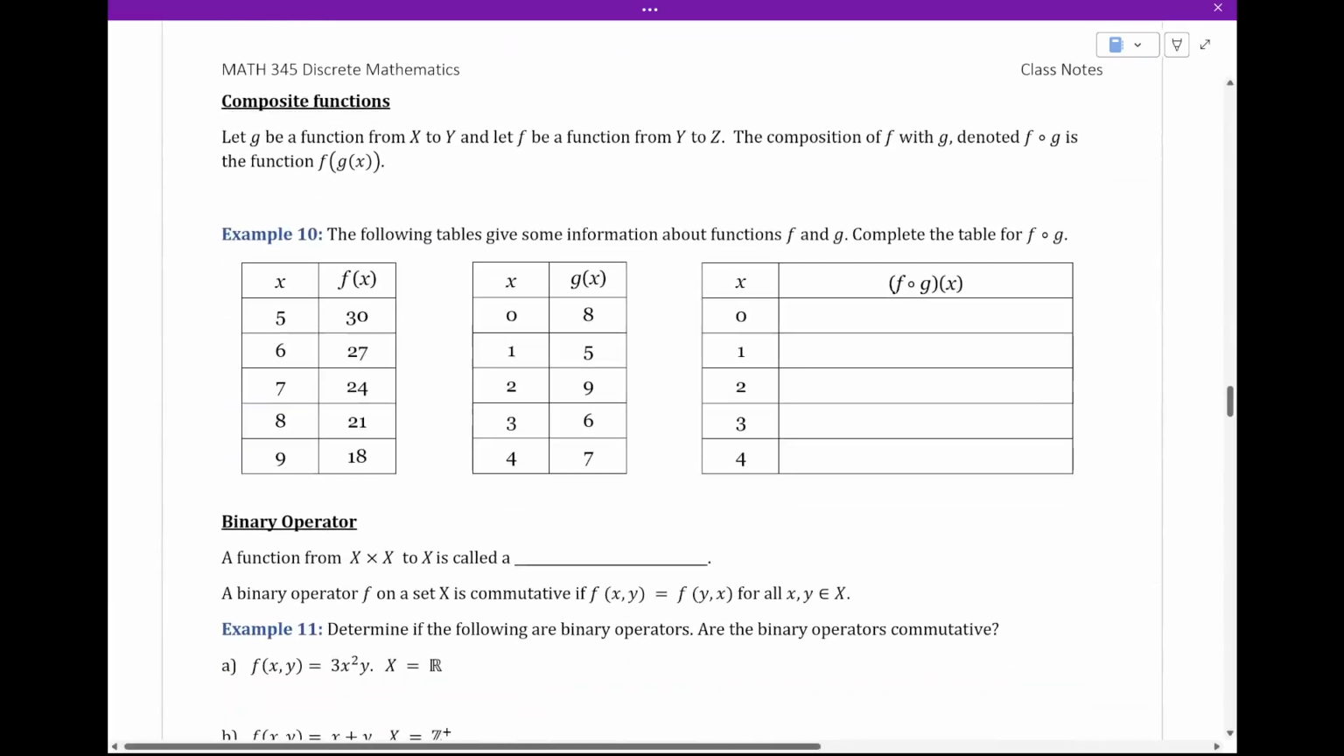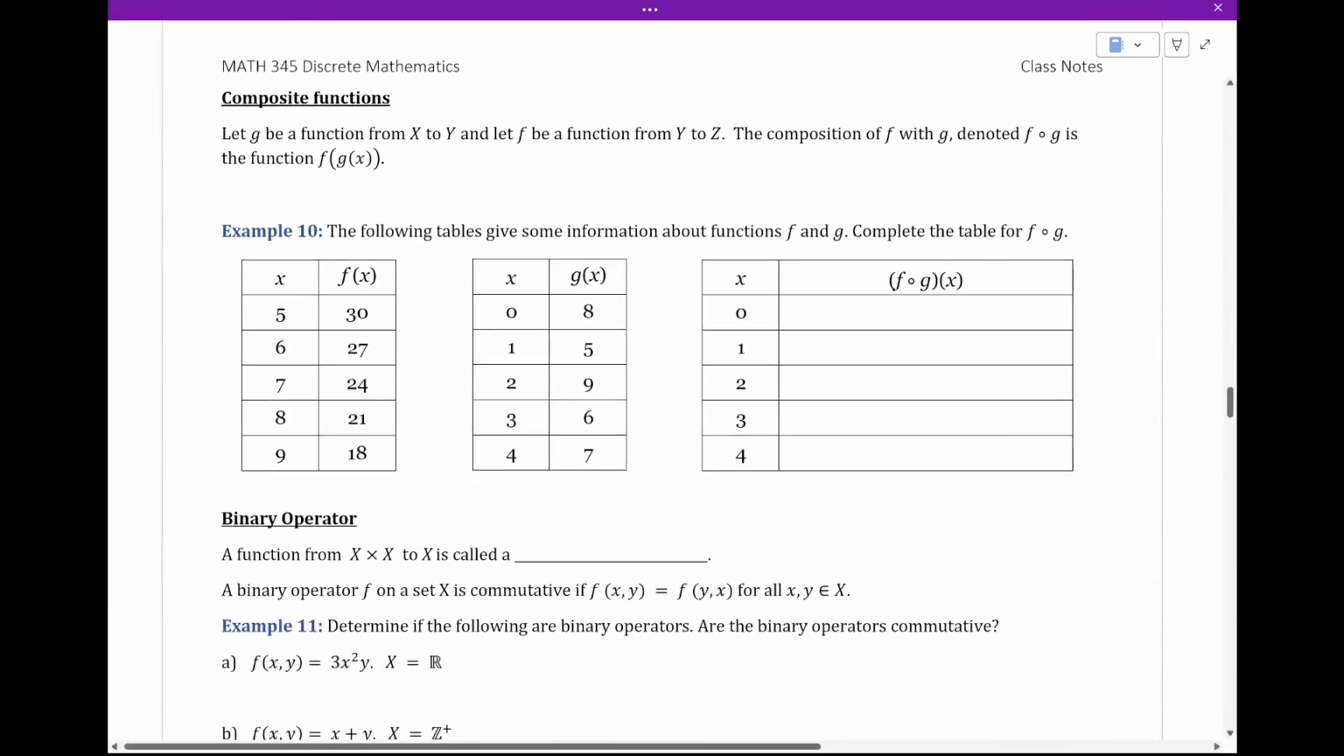Next up is composite functions, function composition. This might also be a little bit of a review for you. Let g be a function from x to y, and let f be a function from y to z. So x to y is g, and y to z is f. Then the composition from x to z is called f of g, which we write with this little open circle symbol, or you can write it as f of g of x.